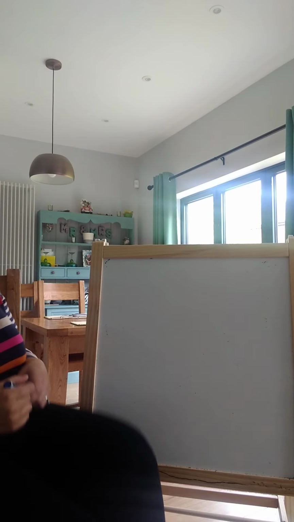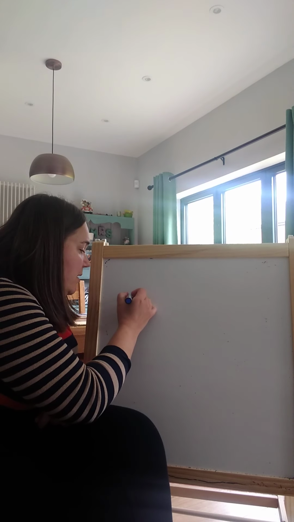Okay, so we're going to do adding a 2-digit number to a 2-digit number with regrouping in the ones. And if you're not sure what that means, please don't worry. I'm just going to show you on the board some examples. So the first one I'm going to write up.